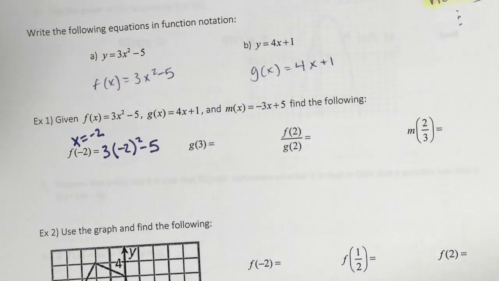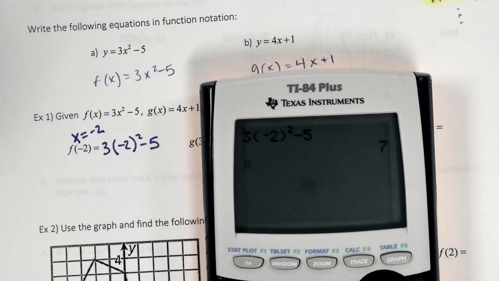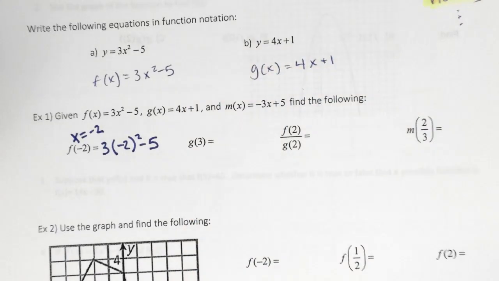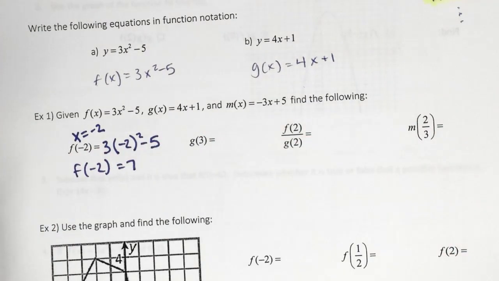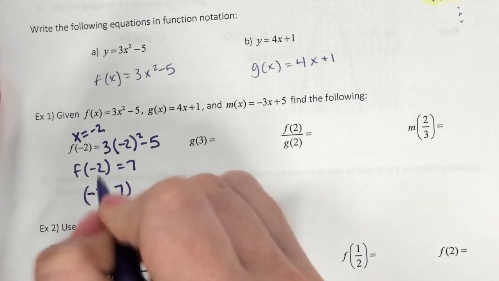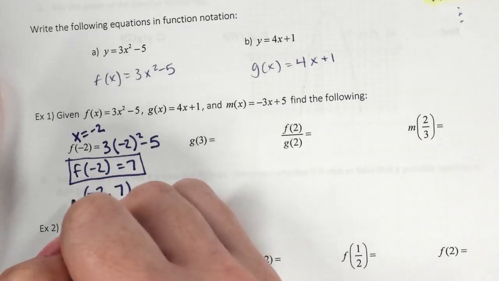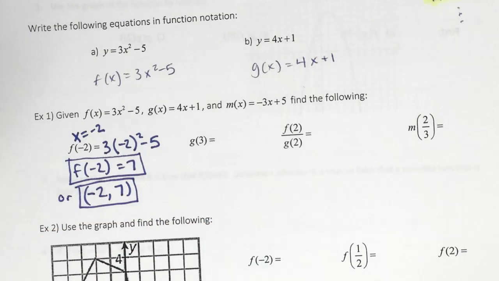And then y'all from there, I can literally use my calculator, 3 parentheses negative 2 squared minus 5. Press enter. What does it equal? 7. So I know that f of negative 2 equals 7. And I know that I can also write this as negative 2 comma 7 because it's just a point. Any questions with that?